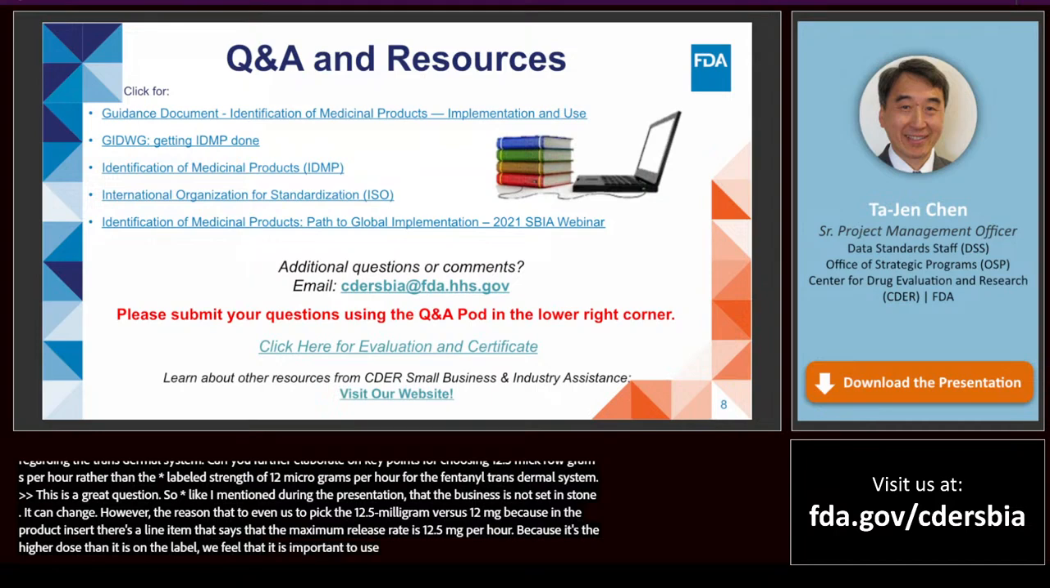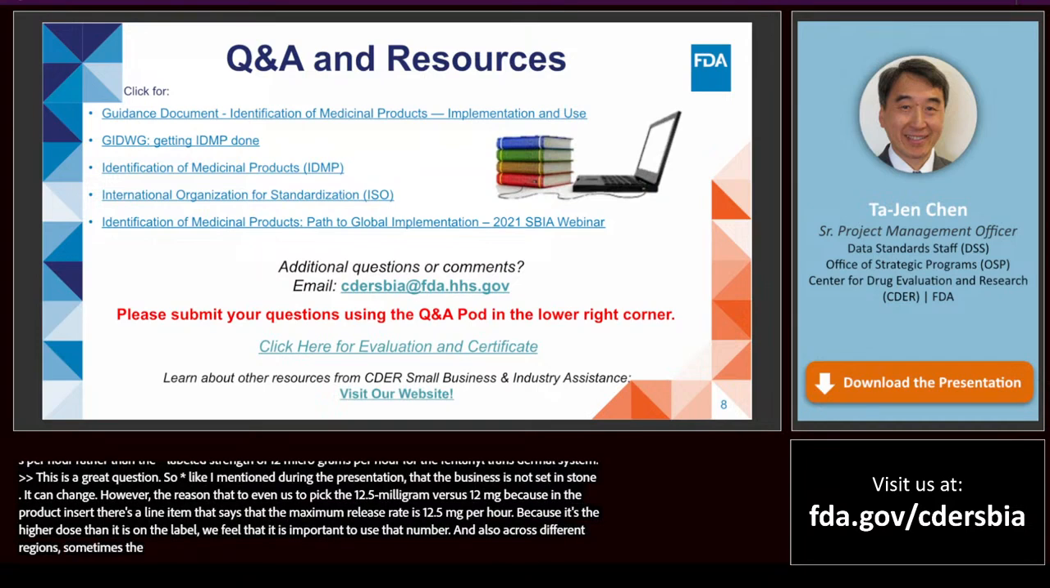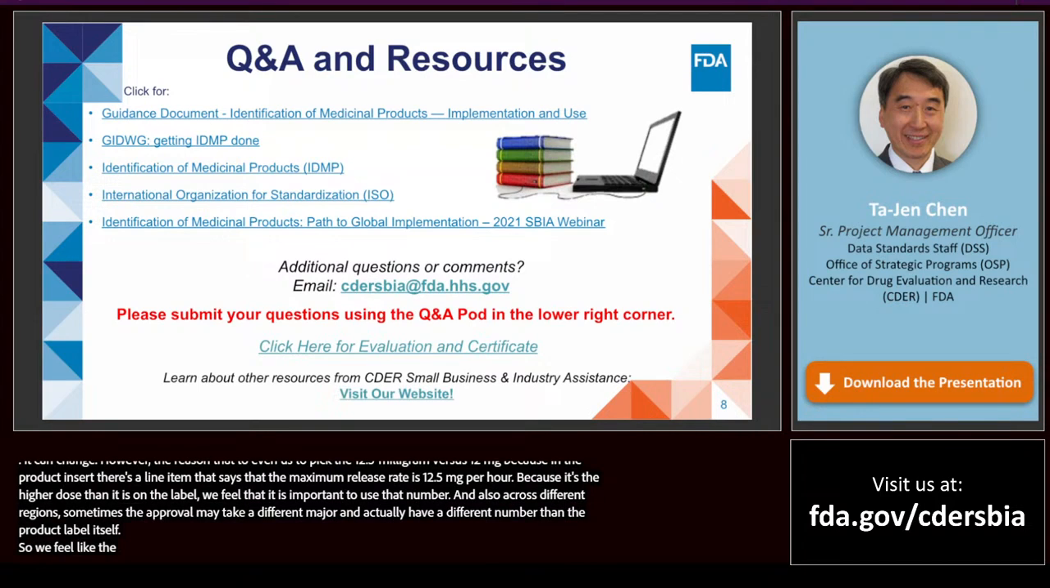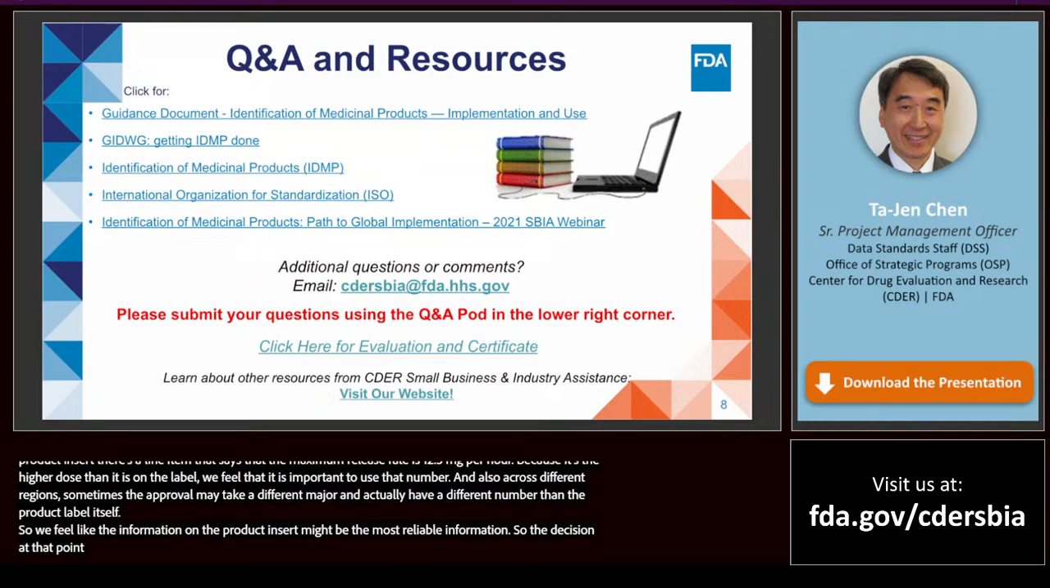that number. Also, across different regions, sometimes the approval may take a different form and actually have a different number on the product label itself. So we feel the information on the product insert might be the most reliable information. So the decision at that point was, let's use the 12.5 that is in the product insert.